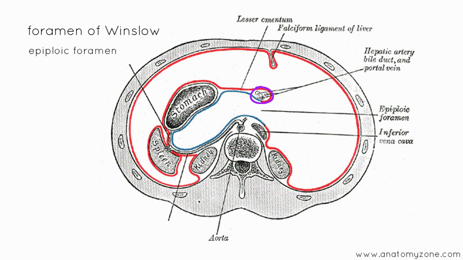So the portal triad consists of the hepatic artery, the bile duct, and the portal vein. And just behind the foramen of Winslow, you've got the inferior vena cava. And then inferiorly, you've got the first part of the duodenum, and superiorly, you've got the caudate process of the liver, which isn't shown on this particular diagram.